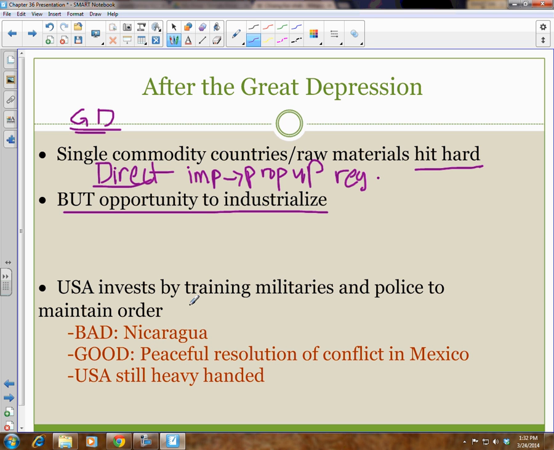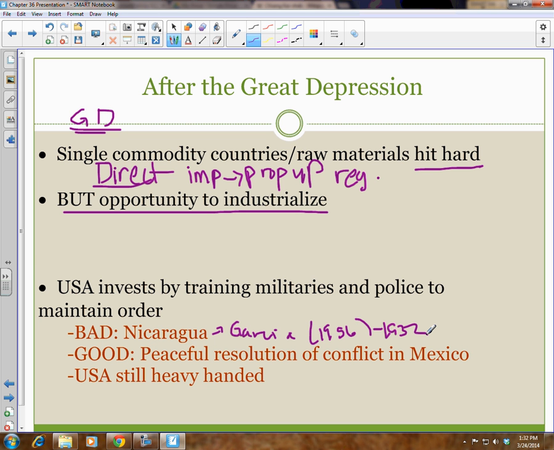A bad example of this is in Nicaragua, where these forces were entrusted to Anastasio Somoza Garcia, who lived until 1956. And this followed the elections of 1932. That's when he came into power. So within 4 years, Somoza had murdered the leader of the liberal opposition and maneuvered his way past President Juan Bautista Sacasa to power.